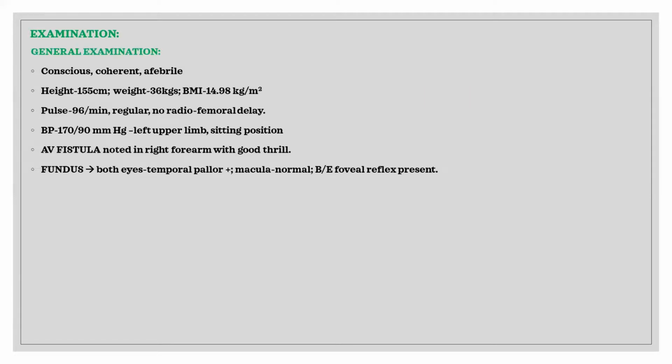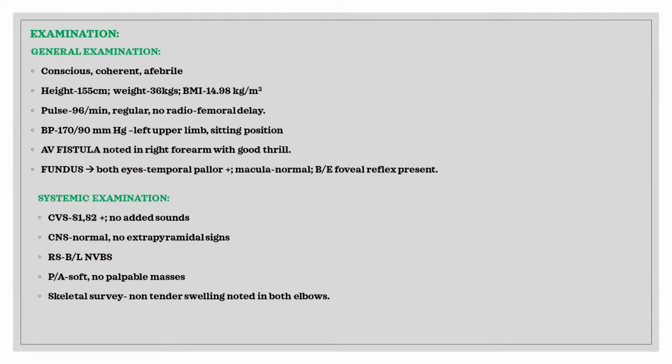Coming to the examination of the patient, general examination: conscious, coherent, height is 155 centimeters, weight 36 kg and BMI is around 15, pulse 96 and BP 170/90 mmHg. Right RCF is there with good thrill. Bedside fundus examination is normal and there are no retinal deposits. Coming to the systemic examination, cardiovascular and nervous system examinations are normal. Skeletal survey: there are non-tender swellings noted in both elbows of the patient.